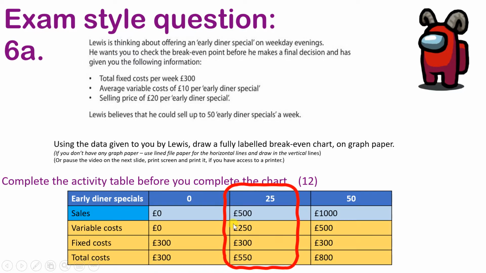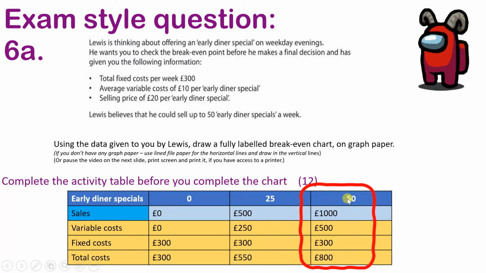Next, let's take a look at the middle column where we are selling 25 early diner specials. So 25 times £20 sales price gives us £500. 25 times the average variable cost of £10 gives us £250, fixed cost stays the same, and we need to calculate total costs, so we need to add together variable and fixed costs, giving us the answer £550.